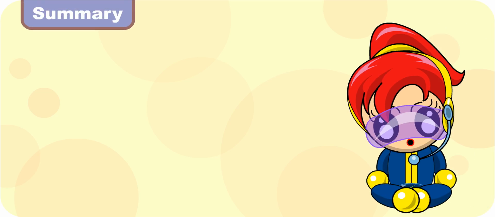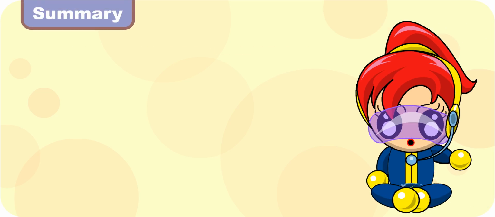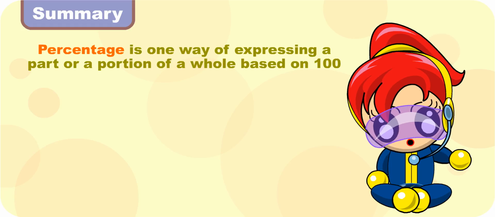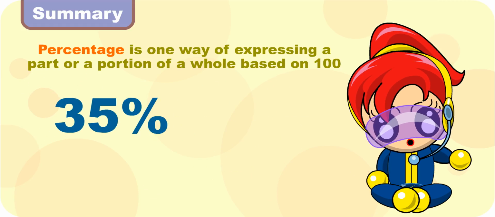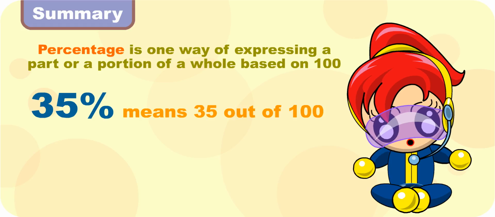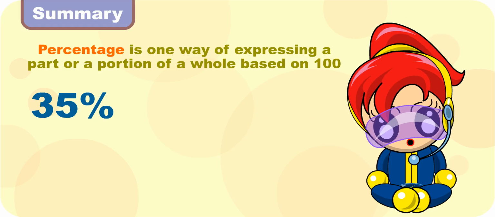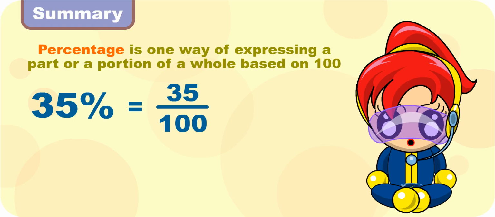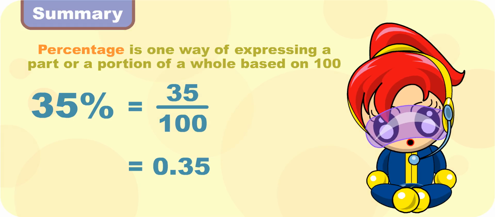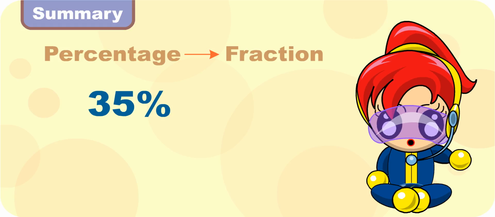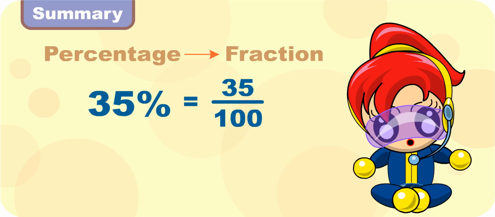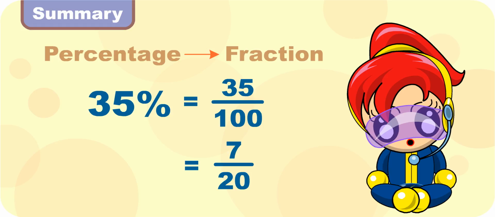Turbo Girl, what have you learned today? I have learnt that percentage is one way of expressing a part or a portion of a whole based on 100. We read this symbol as percent, and 35% means 35 out of 100. Percentage can also be written as a fraction or as a decimal. To convert a percentage to fraction, we know that 35% is 35 out of 100, so it is equals to 35 over 100. Finally, we must remember to reduce that to the simplest form.